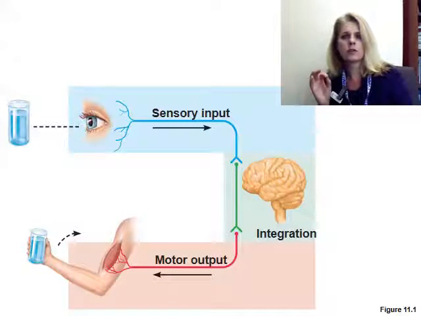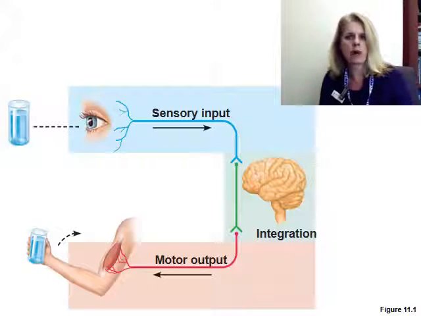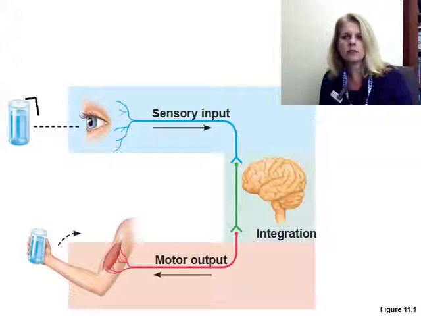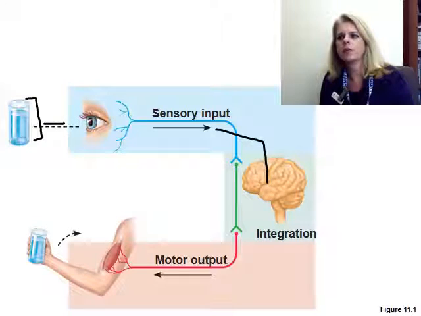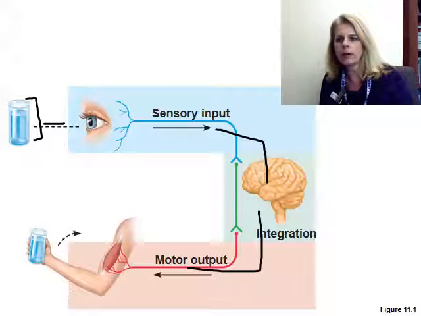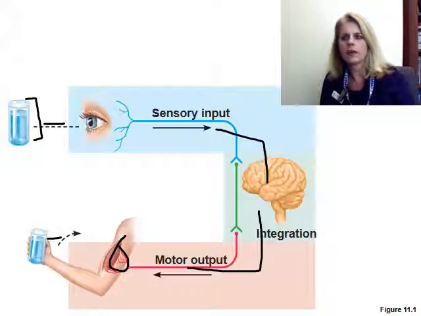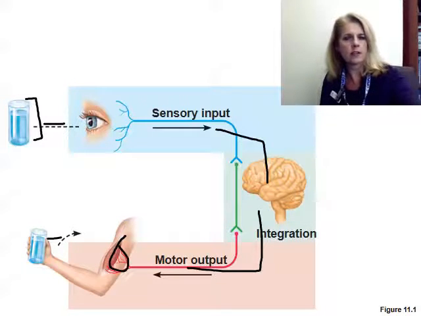So when you're going to initiate a response, let's say you see a glass of water. Your eyes take that water as a sensory input to your brain, and your brain says, wow, that water looks great, I would love to have some. And it sends out a motor output to the muscles in your arm to pick up that water. And so this is basically the way everything functions: we sense our environment, and then our brain makes a decision to respond.